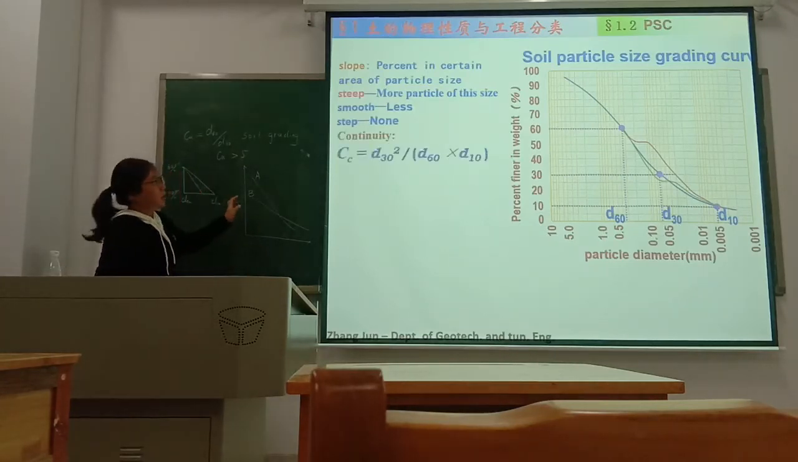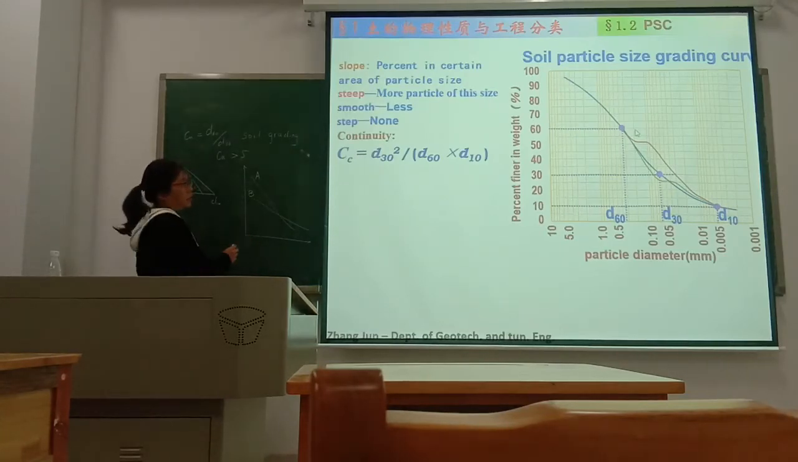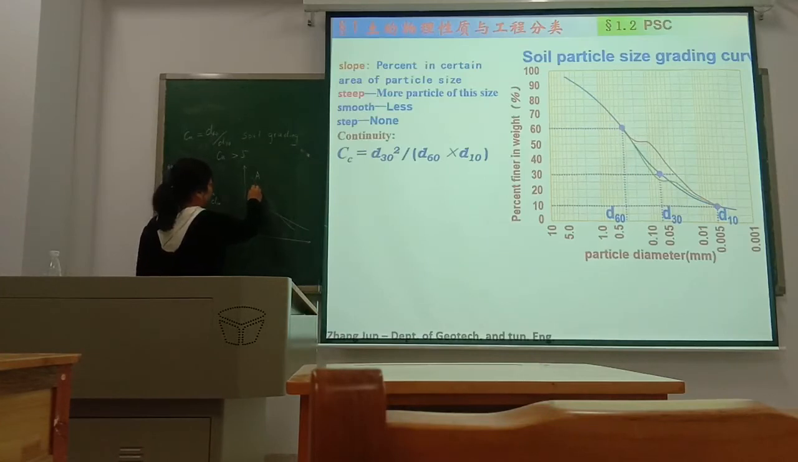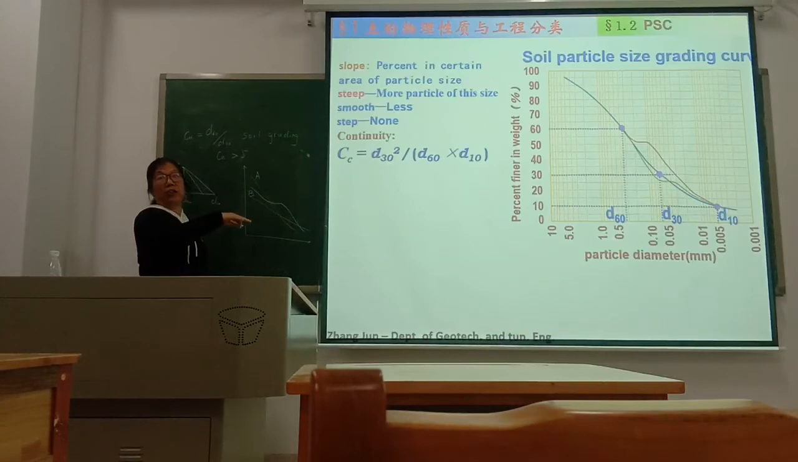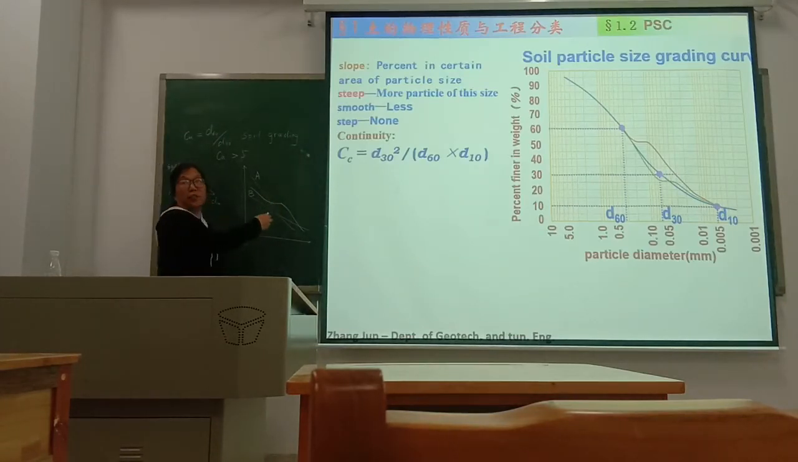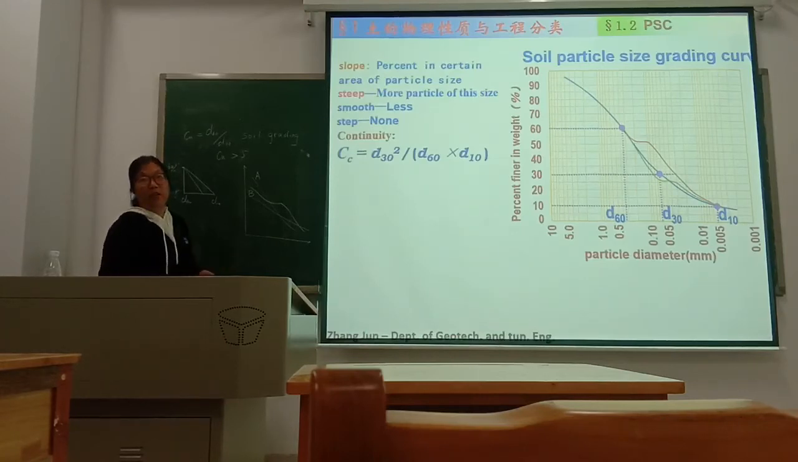But here we have a complicated or specific condition. If the soil sample C has a step, maybe a horizontal step, what does this mean? It is not a good condition. Why?